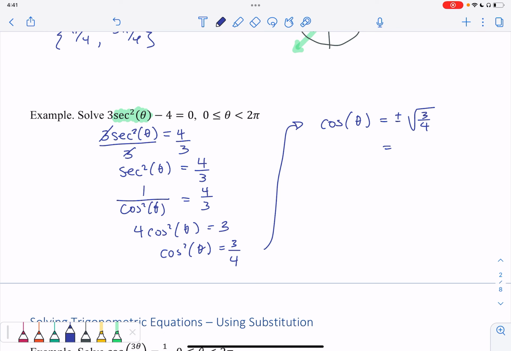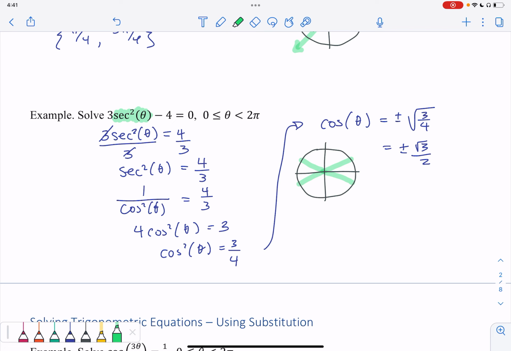Now I need to simplify this. So I want to see if this looks like one of my unit circle values that I'm familiar with. I get plus or minus root 3 over 2. And that is definitely something that I recognize. So now I want to go to my unit circle and go, where does that happen? Well, let's think about where the pluses happen. The pluses happen right here at kind of those small angles because they have to go out the farthest to get that cosine value. And then the negatives are just going to happen kind of right behind there.